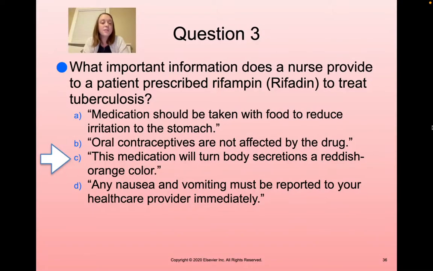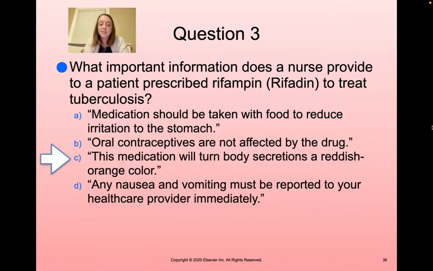Okay, so what important information does a nurse provide to a patient prescribed rifampin or Rifadin to treat tuberculosis? A, medication should be taken with food to reduce irritation to the stomach. B, oral contraceptives are not affected by the drug. C, this medication will turn body secretions a reddish orange color. Or D, any nausea and vomiting must be reported to your healthcare provider immediately. And the answer, of course, is C. This medication will turn body secretions a reddish orange color.